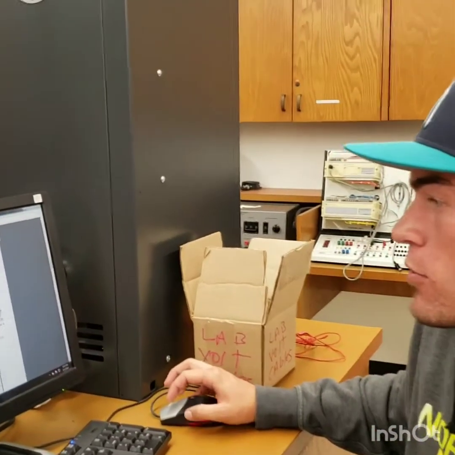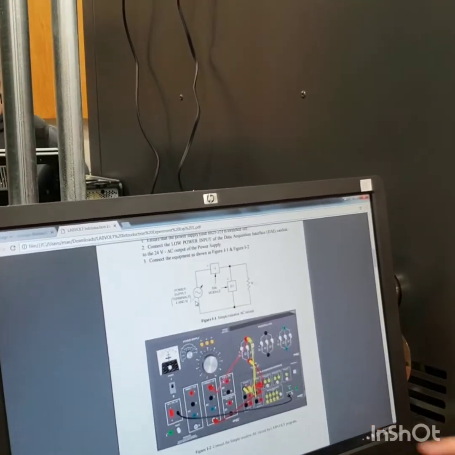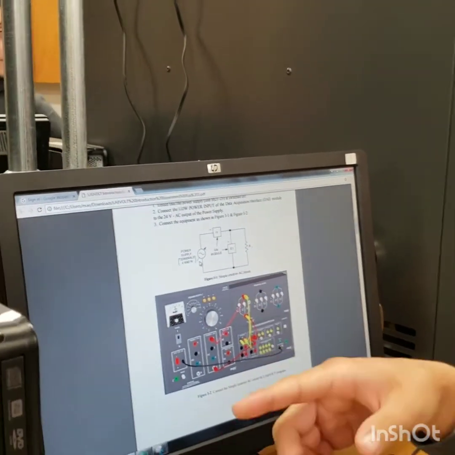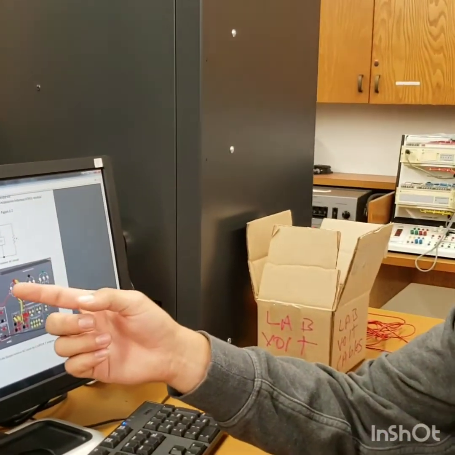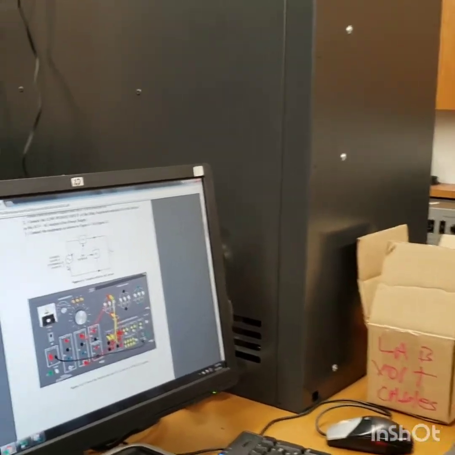We are working on this right here. This is our circuit that we built. It's just a very simple circuit to be able to get either current readings or voltage readings through a resistor.